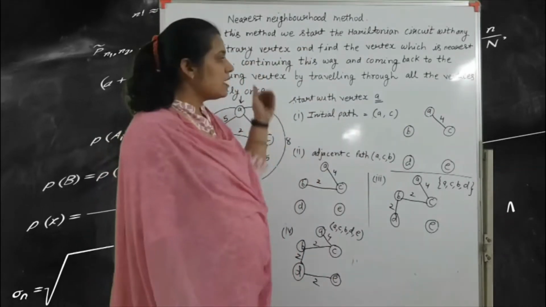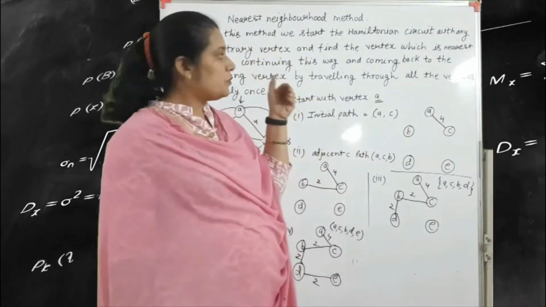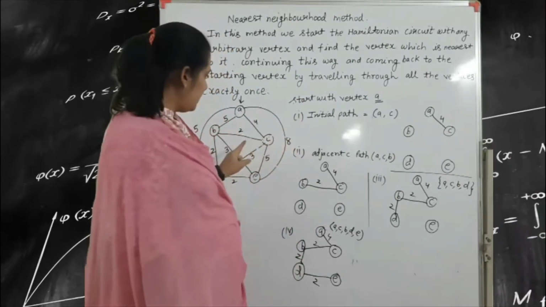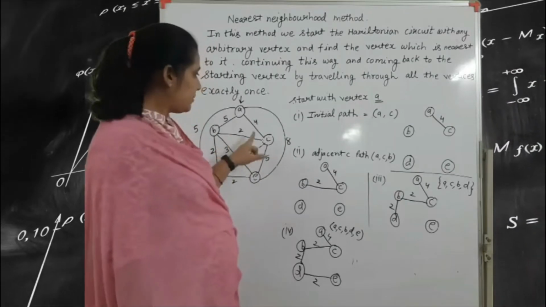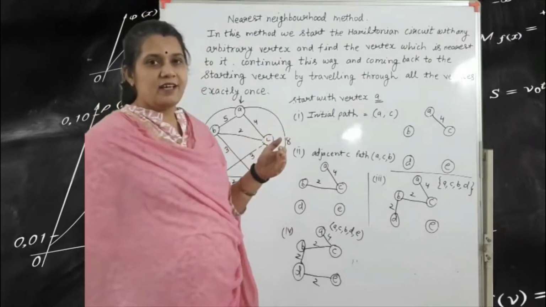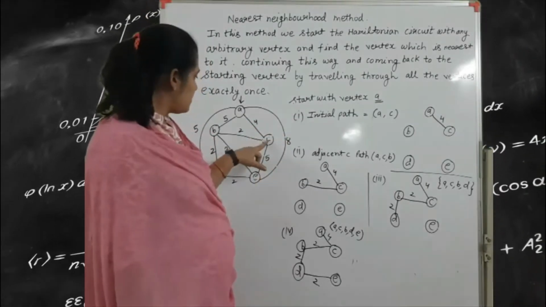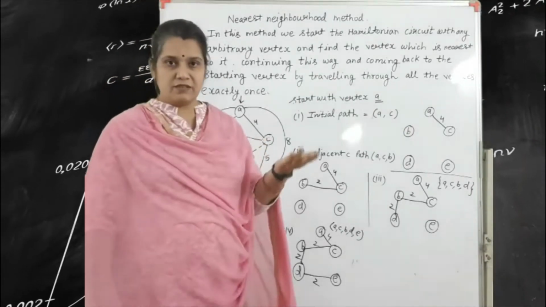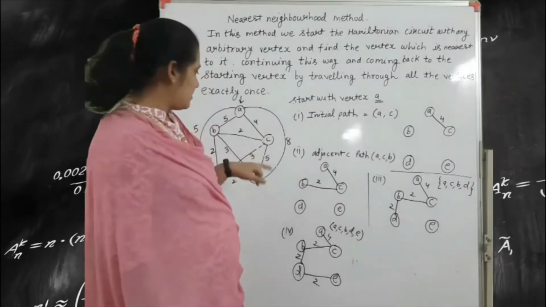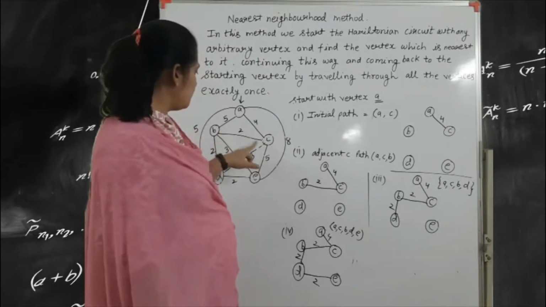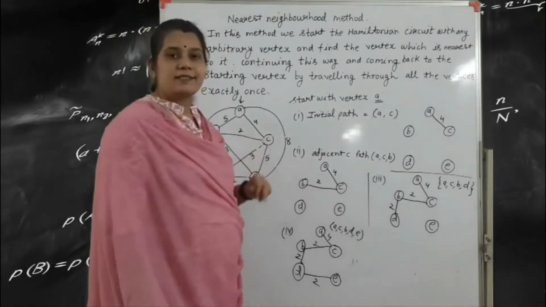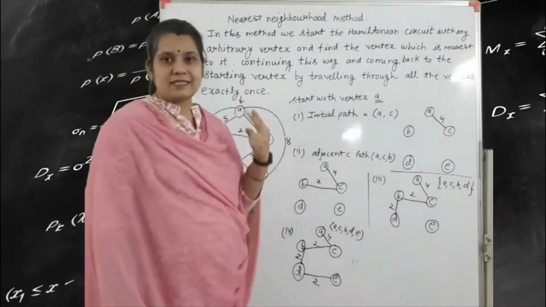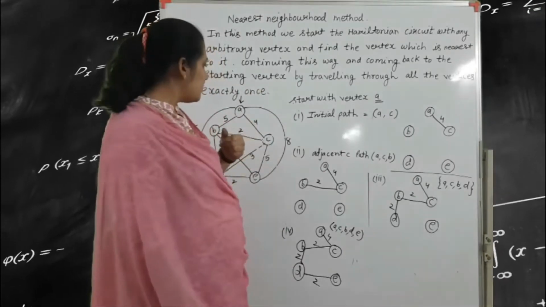Next we move from C. According to C, we have again 3 ways, because A to C we have already considered. So from C we have C to B, C to D and C to E. The distances are C to B 2, C to D 3 and C to E 5. So what is the minimum distance? The minimum distance is 2.